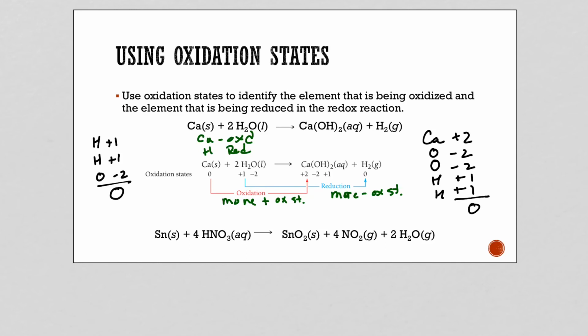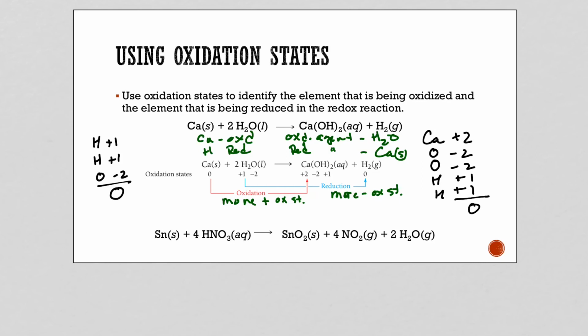Now what about your agents? So remember, the oxidizing agent contains the element being reduced. So if we said that hydrogen is reduced, then the reactant that contains the hydrogen is the water. So water is the oxidizing agent. And the reducing agent then contains the element being oxidized, and that would be the calcium in the form of calcium metal. The calcium metal is our reducing agent. So that's how we can do that.